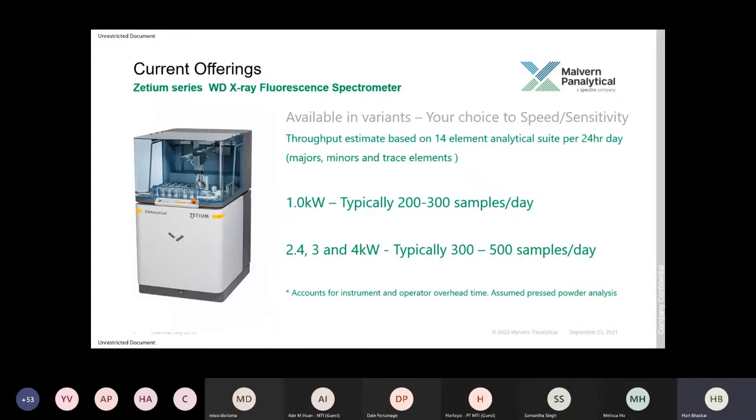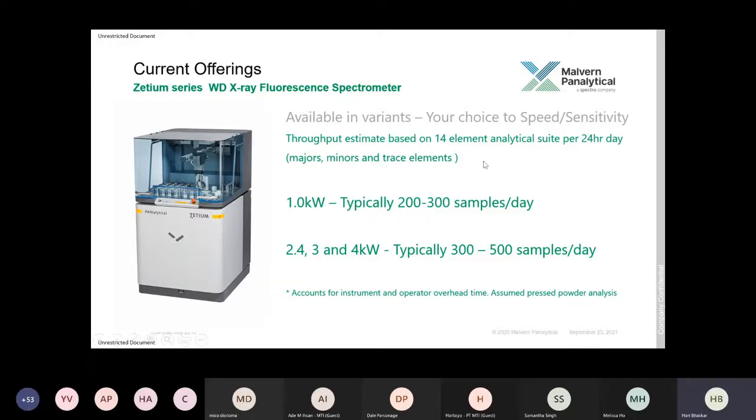In terms of what we are offering to the customers, the Zetium comes in a few different variants, mainly separated by the wattage of the instrument. We have a 1 kilowatt system, a slightly lower powered system, depending on the throughput that you would like to achieve on a daily basis. And we also have a slightly higher powered range, starting from say 2.4, 3, or 4 kilowatt systems.